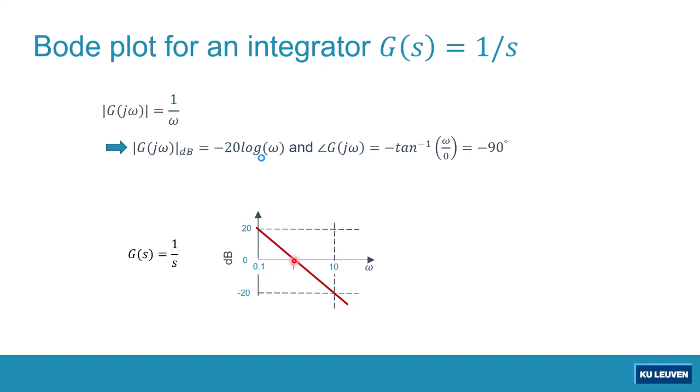What about the angle, the phase plot? As you can see here from what we have already derived, the angle is equal to negative 90 degrees all over frequencies. So the plot of the phase will be simply like this. Constant of negative 90 degrees all over frequencies.